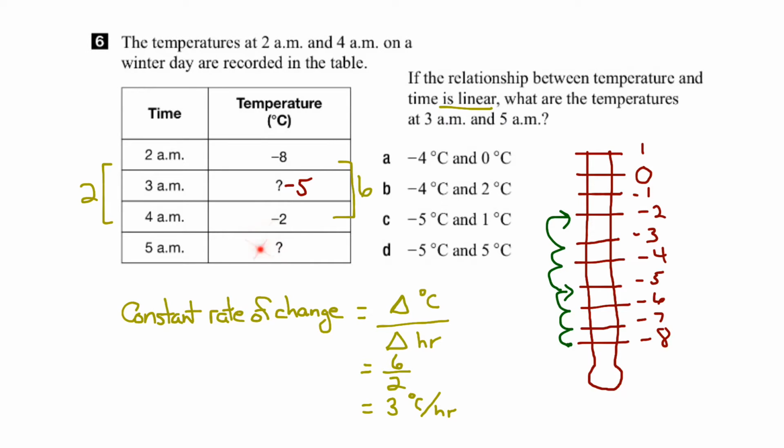So finally, to find the temperature at 5 a.m., we go up the constant rate of 3 degrees, getting warmer every hour, and we would end up with +1 degree Celsius. So if we look down our list of values, the right answer is C, -5 and +1 degrees Celsius for our missing values.